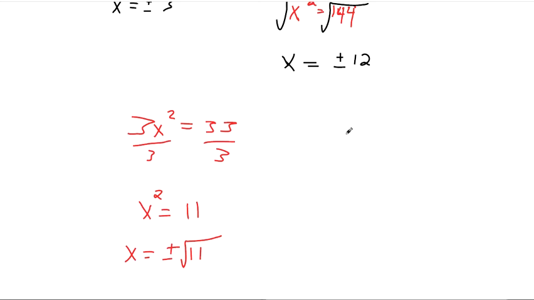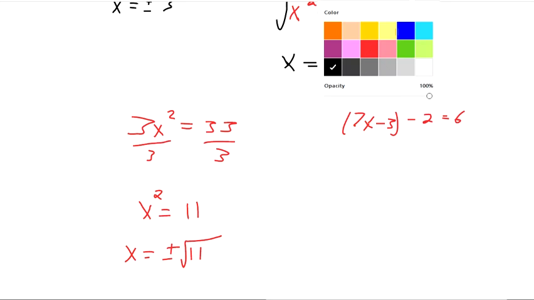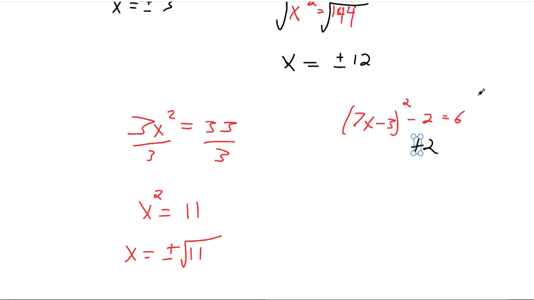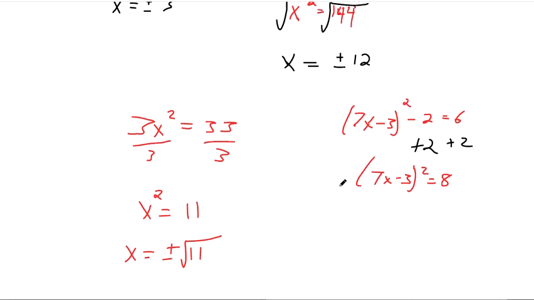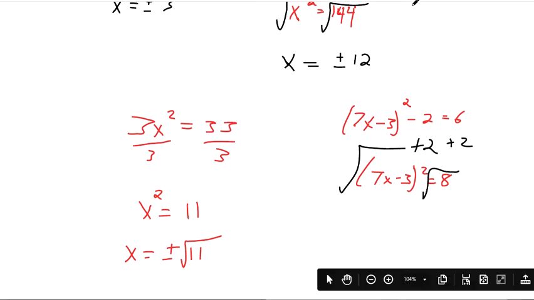And then one more for good measure. If we have 7x minus 3 squared minus 2 equals 6. First step here is to add 2 to both sides. So you get 7x minus 3 squared equals 8. And now we can use the square root trick, but it's gonna involve a little bit more work. We use the square root to cancel out that squared.